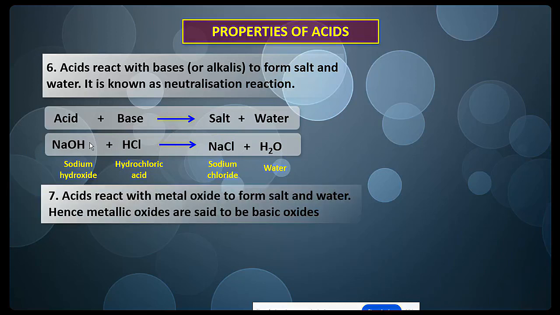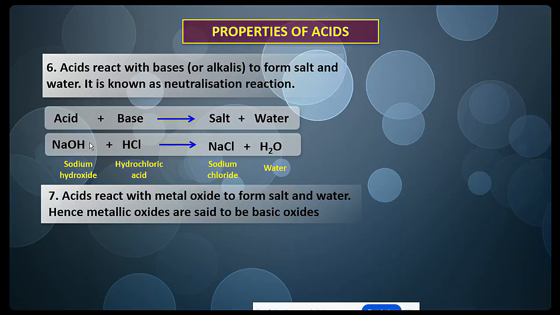Is it clear? So this is our sixth property. Now seventh property. Acid reacts with metal oxides to form salt and water. Hence, metallic oxides are said to be basic oxides. What are the metallic oxides? They are said to be basic oxides. Always remember, we have two types of oxides. One is metallic oxides, another is non-metallic oxides. Metallic oxides always behave like a base in nature, whereas non-metallic oxides always behave like an acid in nature.